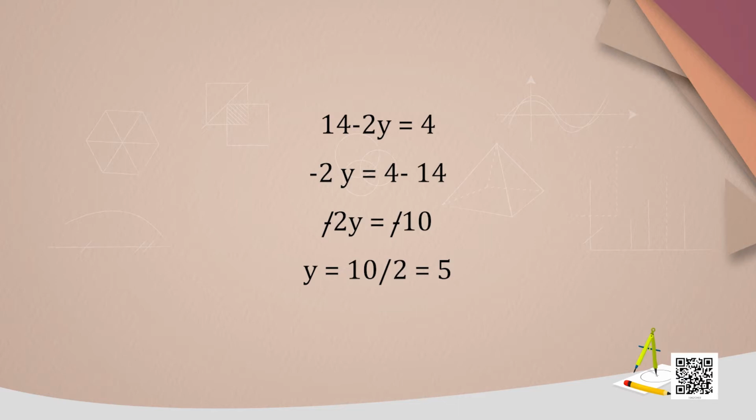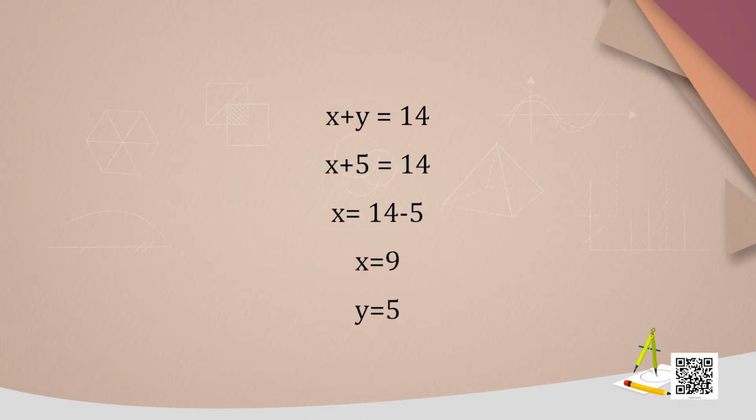Now this value of 5 we will substitute in any of the equations. Let us take x plus y is equal to 14. We substitute the value of y is equal to 5 in the equation x plus y is equal to 14. So x plus 5 is equal to 14, or x is equal to 14 minus 5. Therefore, x is equal to 9. We have got the value of x as 9 and the value of y as 5.